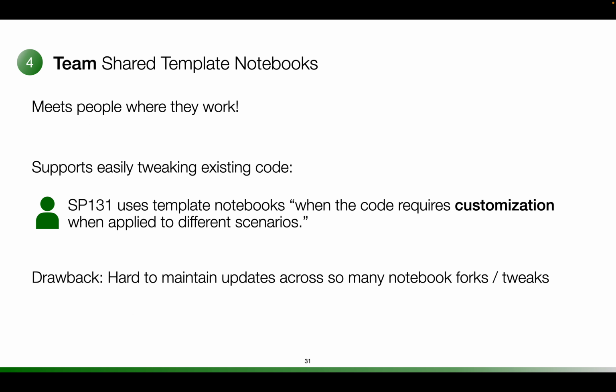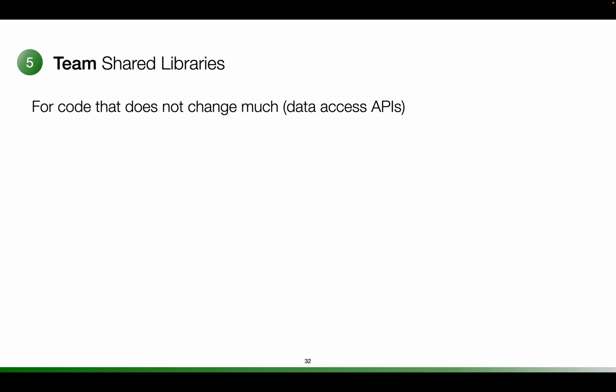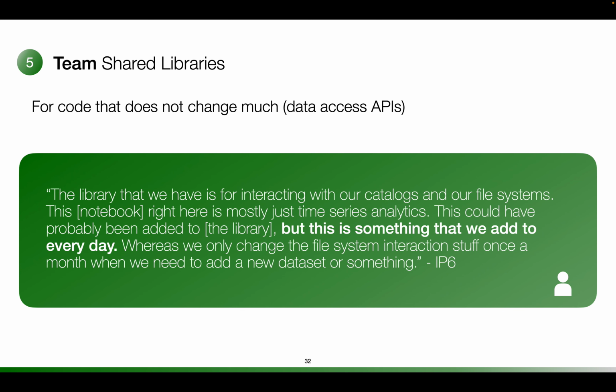So our last form of reuse is the traditional software library. So this is for code that does not change much, such as data access APIs. As one of our participants said, the library that we have is for interacting with our catalogs and our file systems. This notebook that they were showing me right here is mostly just time series analytics. This could have probably been added to the library, but it's something that we add to every day. Whereas when we change something for the file system interaction stuff once a month, we add it when we add a new data set or something.